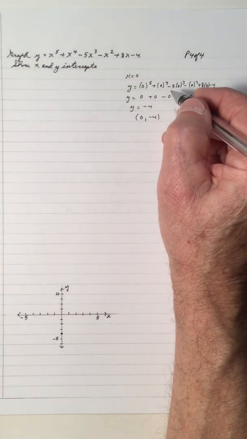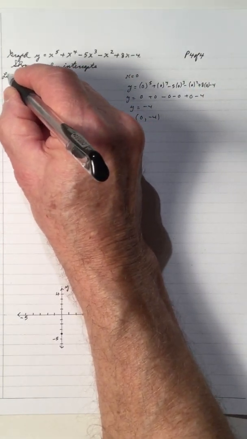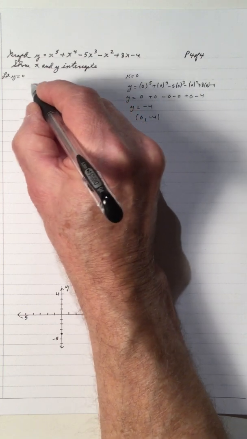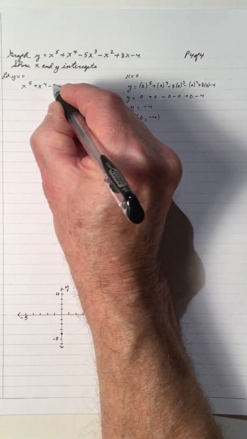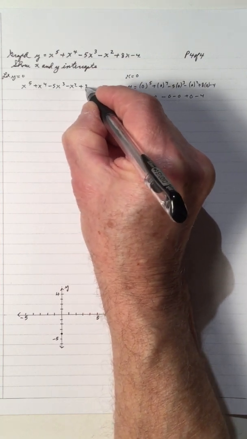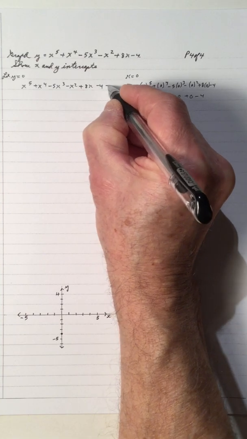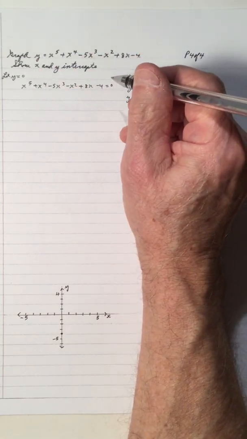Now we're going to let y equal 0. So if you let y equal 0, you're going to get the x-intercepts. So you get x to the 5 plus x to the 4, x cubed, x squared, plus 8x minus 4. So we let y equal 0, we're going to get the x-intercepts.